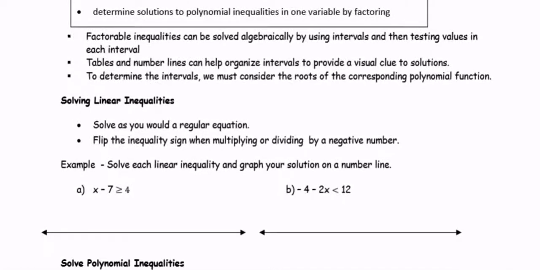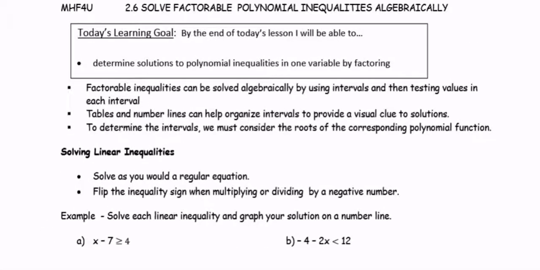Okay, so the difference between an equation and an inequality is very simple. An equation has an equal sign, and an inequality has a less than, greater than, less than or equal to, or greater than or equal to sign. And the method for solving an equation versus an inequality is quite different.